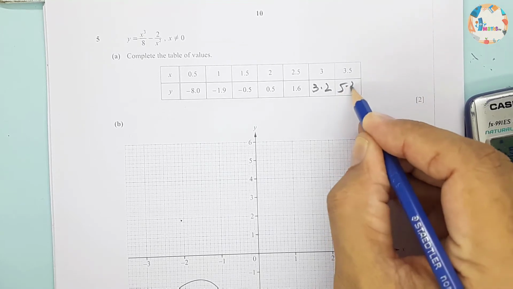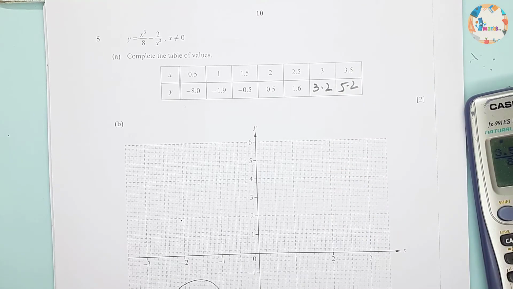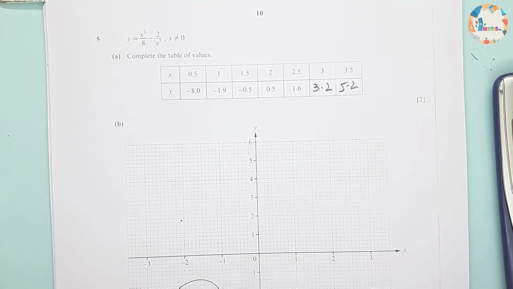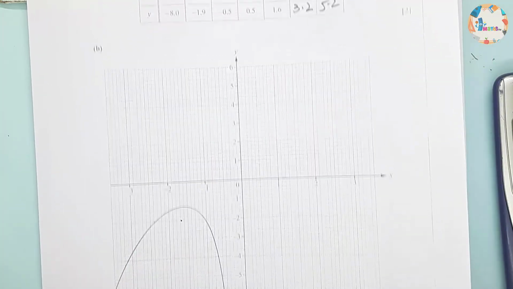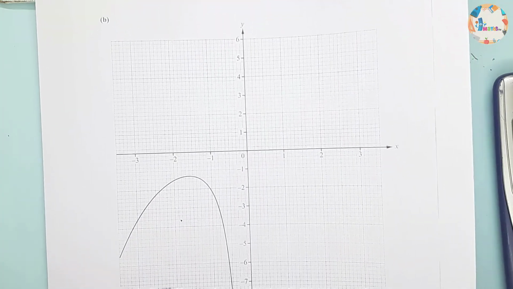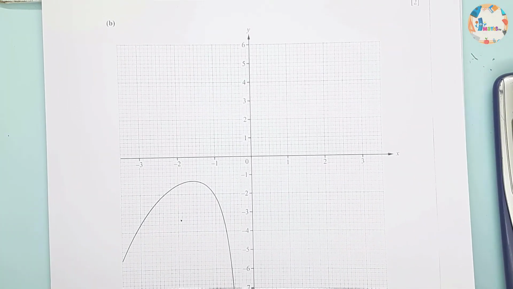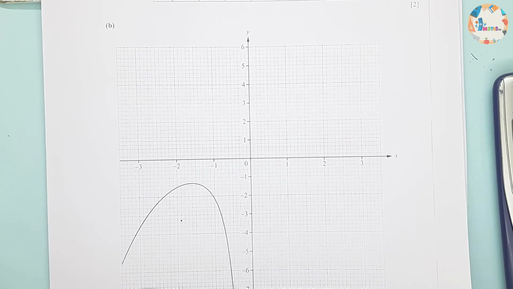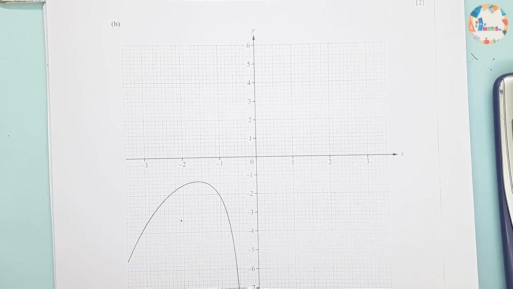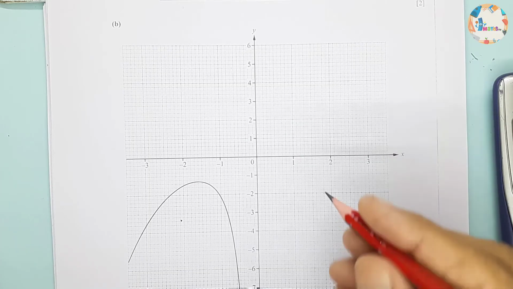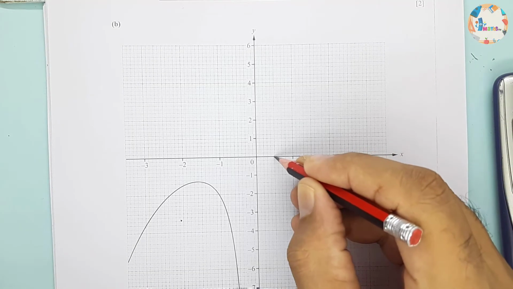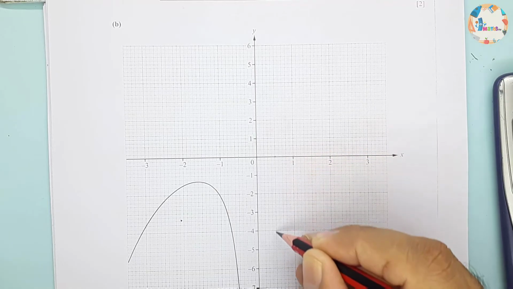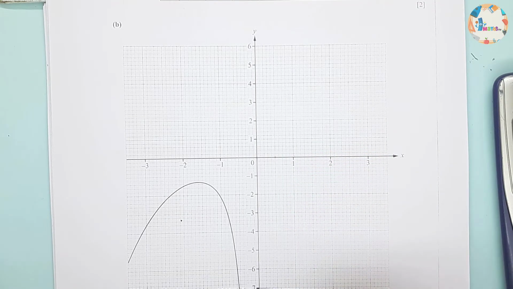So this will be 5.2. These are basically the one decimal place values. Now we have to sketch this curve, and this side is already done, so we have to do the other thing. 0.5 and minus 8. So 0.5, this is 1, so 0.5 will be here, and minus 8 will be this point.